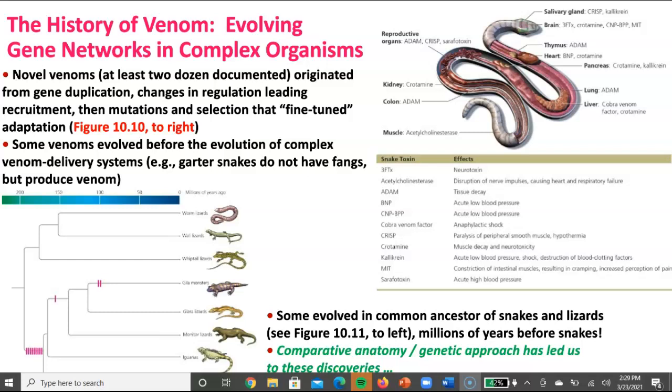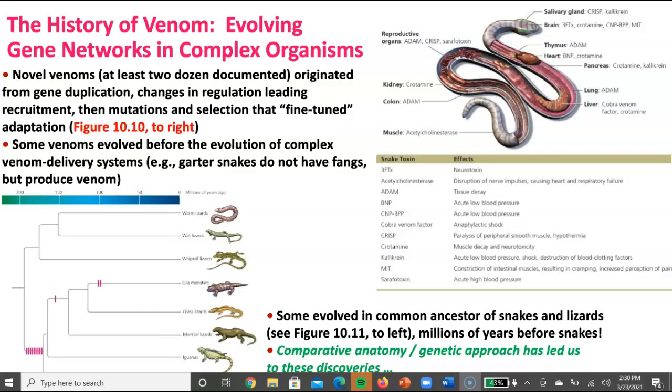And some venoms evolved before even complex venom delivery systems came about. So for example, garter snakes do not have any fangs, but they still produce venom. And this is a relatively new discovery. When I learned about snake biology many years ago, it was, well, garter snakes are harmless. It turns out they actually produce a venom.